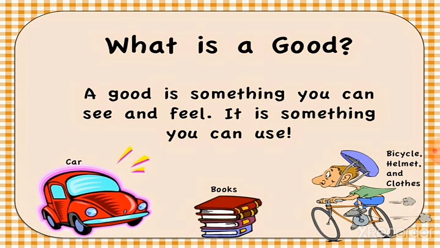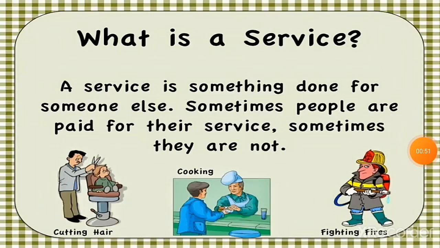What is a good? A good is something you can see and feel. It is something you can use, that is called a good. A service is something done for someone else. Sometimes people are paid for the service, sometimes they are not.